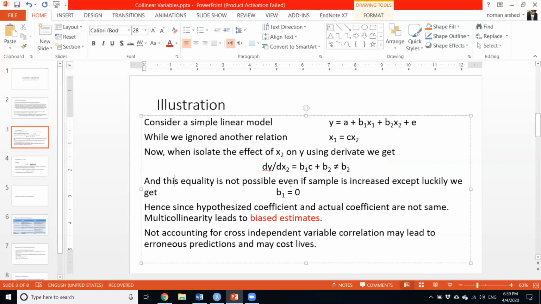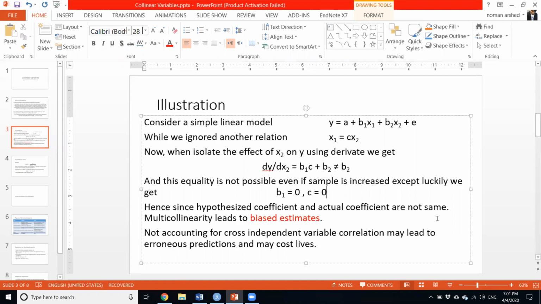It is only possible if luckily b1 is 0 or c is equal to 0. So b1 0 means that x1 is insignificant, or c0 means there is no relation between x1 and x2. So the hypothesized coefficient, which was b2, and the actual coefficient, which is b1c plus b2, are not same.